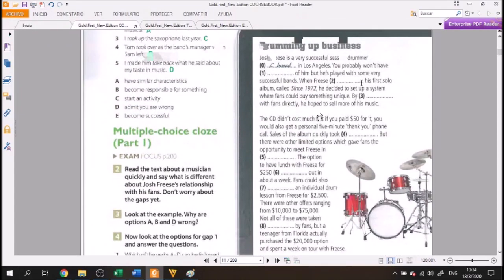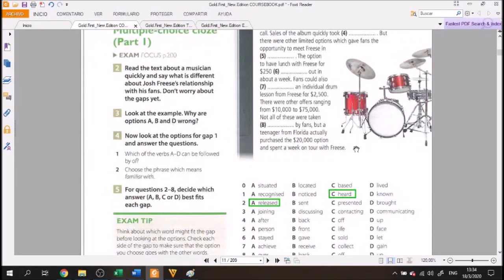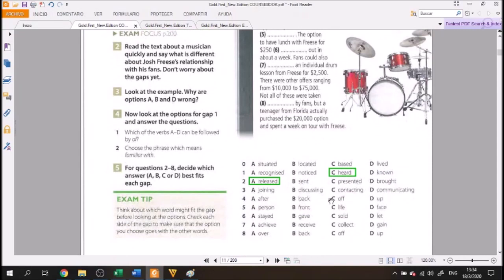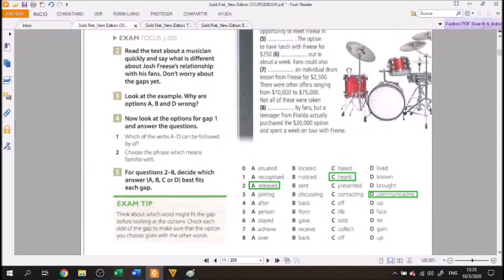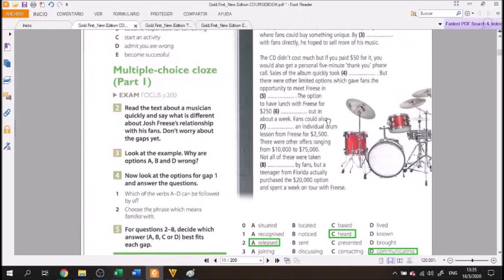Release, lanzar, we would say in Spanish. When he released his first solo album called 1972, he decided to set up a system where fans could buy something unique. By what? By doing what? Yes. By communicating with fans directly, he hoped to sell more of his music.